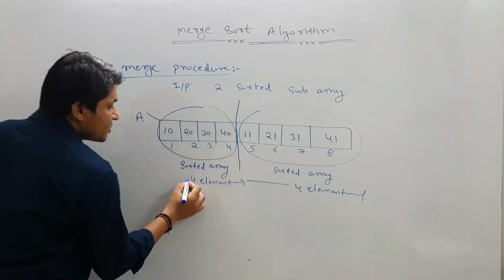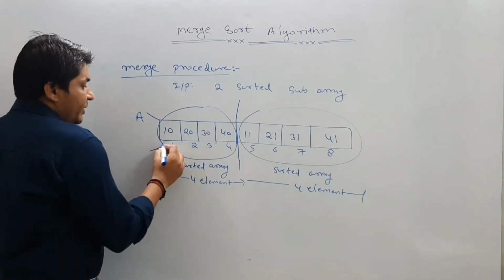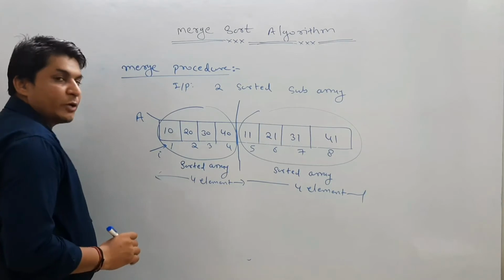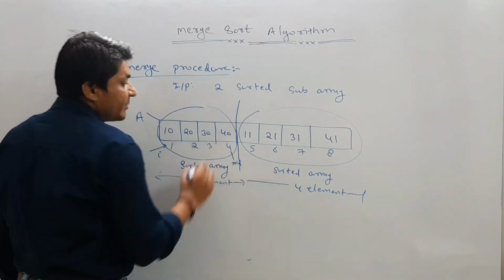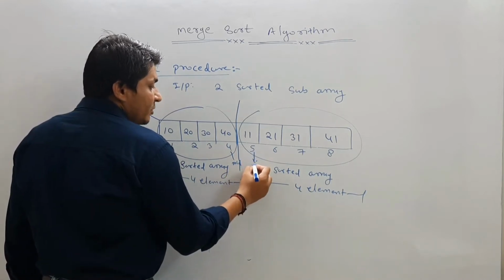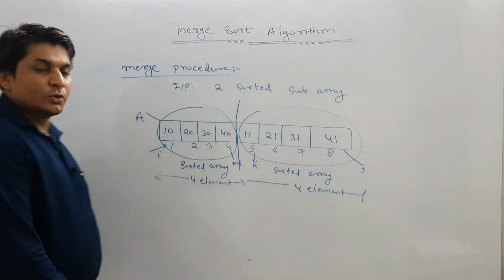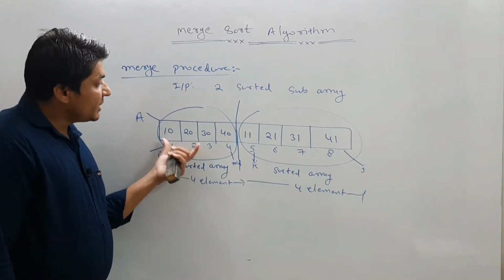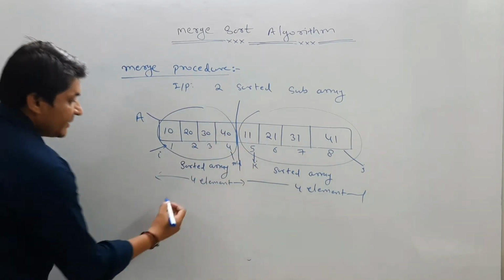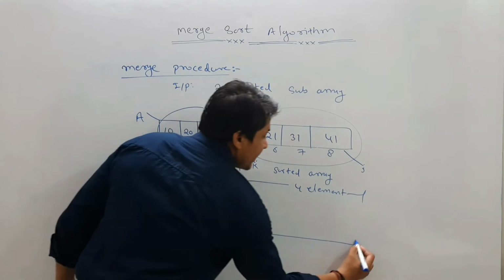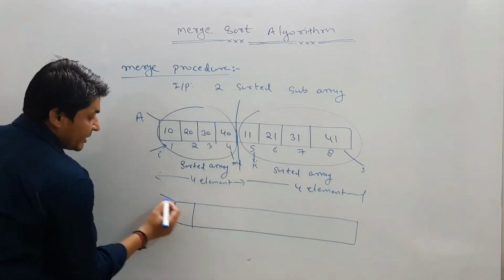So how to merge these two sorted subarrays? So see, let's suppose i is the index which is pointing to index number 1, and let's say this is mid. Let's suppose this variable is mid, and let us assume this is the k variable, and let's say the last index is j. Now we need to merge these two sorted arrays into one array of size 8. So let us take one array of size 8. The name of the array is B.